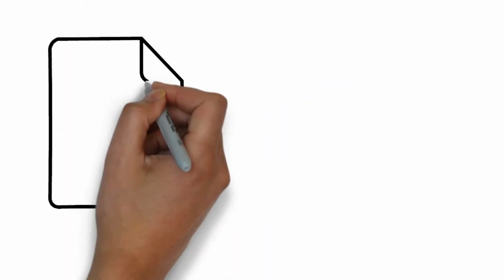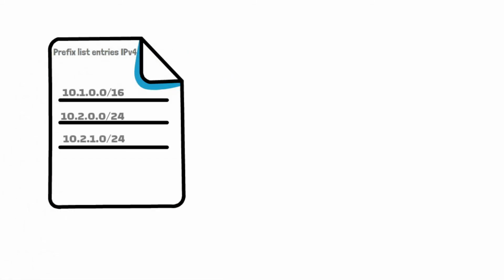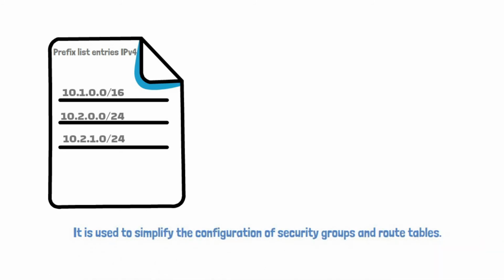Amazon VPC now allows you to create your own prefix list of IPv4 addresses. It is used to simplify the configuration of security groups and route tables.